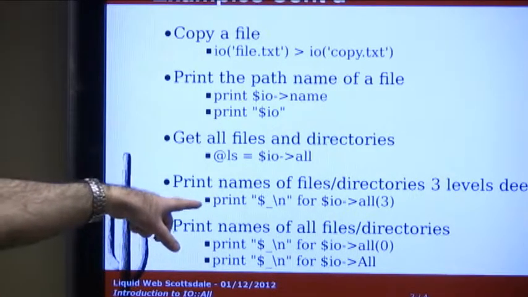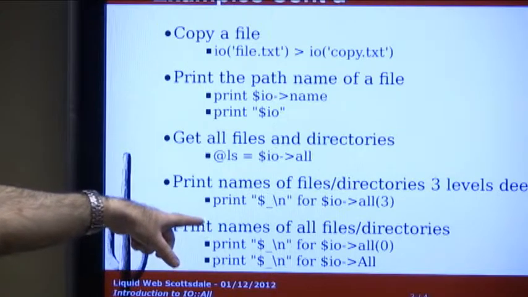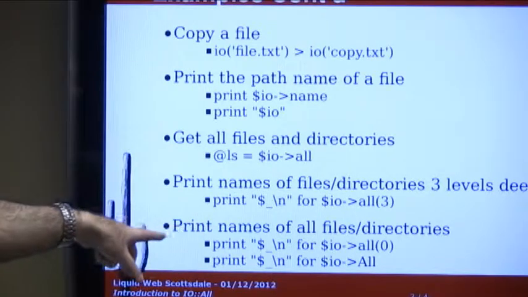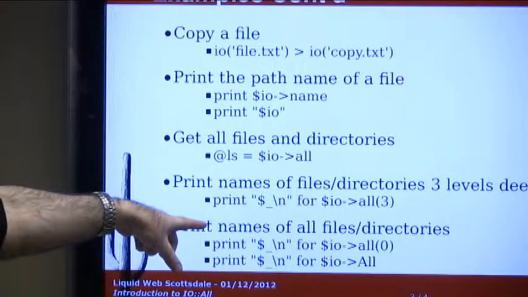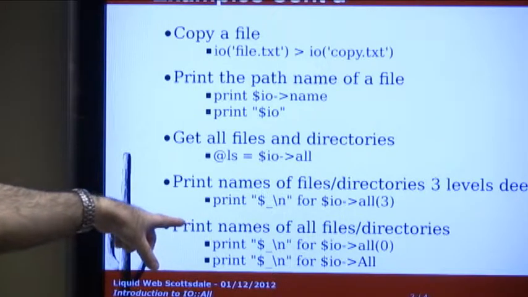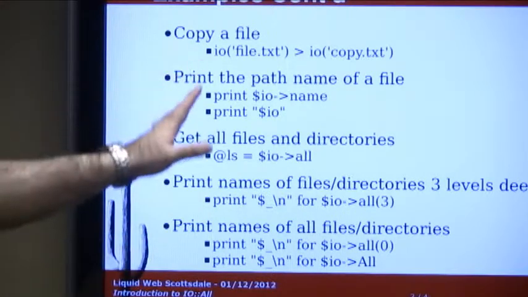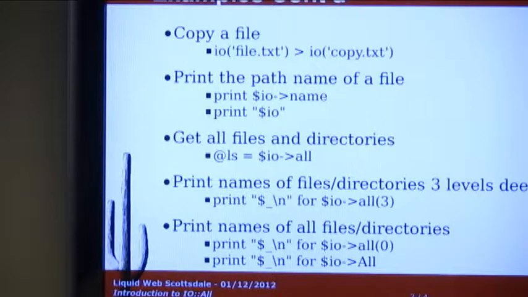But if you specify all with a 0, that means give me everything, recurse all the way through. Or if you use the capital A on the all, that does the same thing. It says, give me everything, go through the directories.